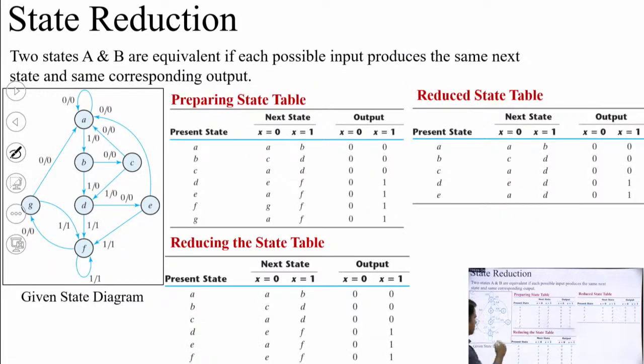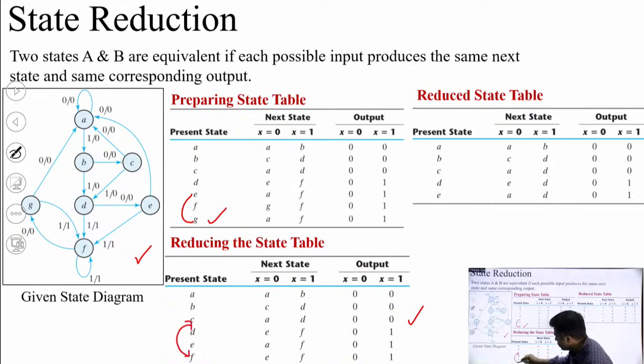Then we had covered state reduction. In state reduction we were trying to reduce the number of states. Initially we had 7 states, then we saw that G and E are identical, so we replaced G with E, and 7 states became 6 states. Then we saw that F and D are the same, so we replaced F with D, and the final number of states was 5. So this was the state reduction part, which we have already covered in yesterday's lecture.